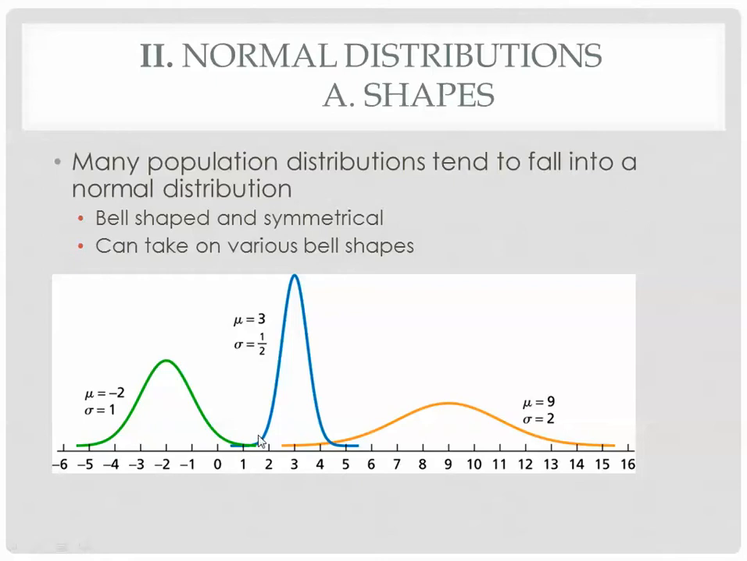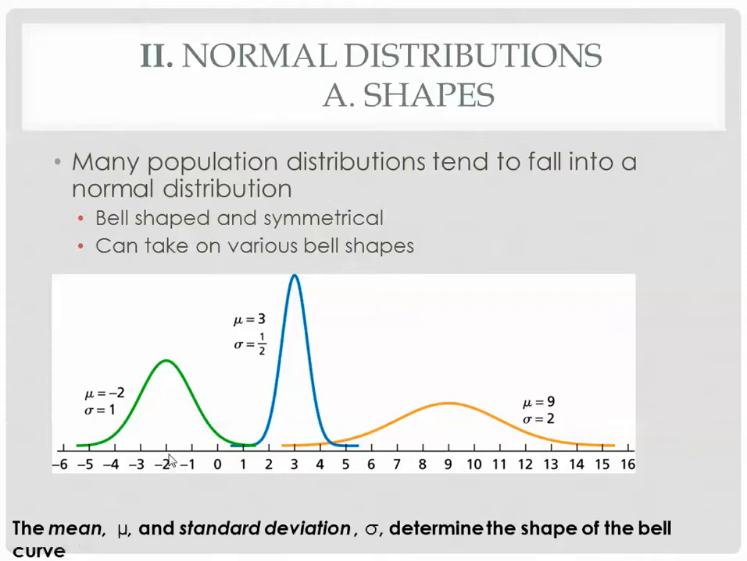This green one has a mean at -2. It means half of it is greater and half of it is less. And the standard deviation, which we denote by sigma. This is a Greek letter sigma, and this is the Greek letter mu. Okay, those are the symbols we use for mean and standard deviation of a population. The standard deviation here is 1.